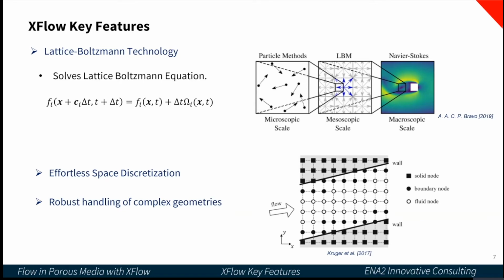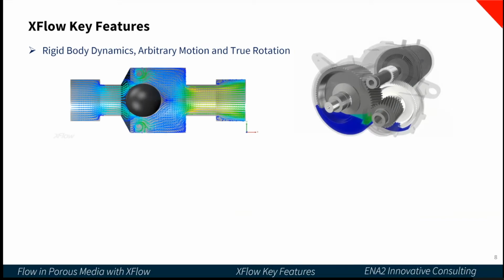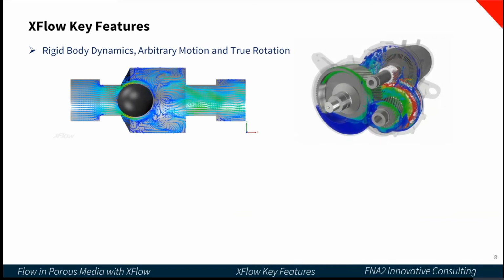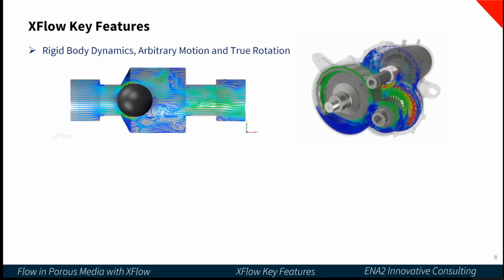So imagine if the solid is moving, it understands the solid region, sets it up, and only solves for the fluid region. That's why it is very, very efficient in handling complex geometry. As a result, you can see in these two pictures, XFlow is very efficient in rigid body dynamics, free motion, and true rotation.